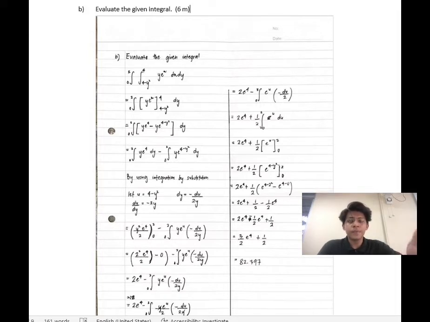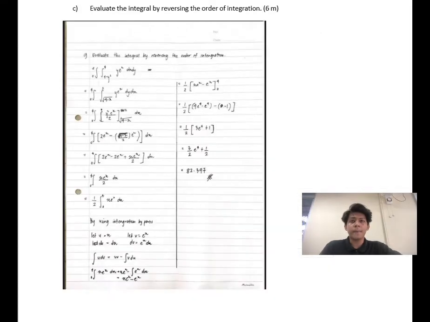So the answer in decimal is 82.397. Okay, let's move to the next question, part C. Evaluate the integral by reversing the order of integration.